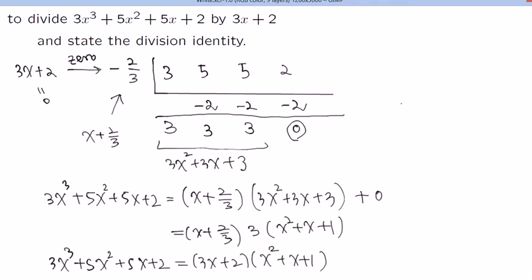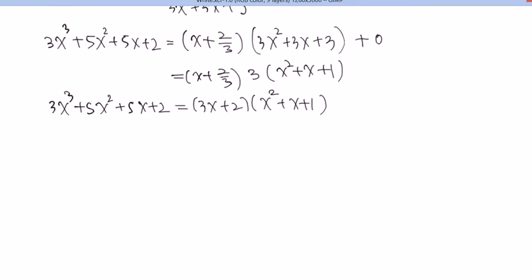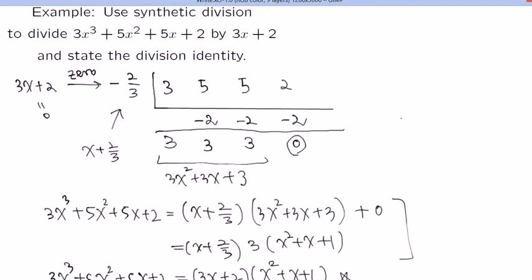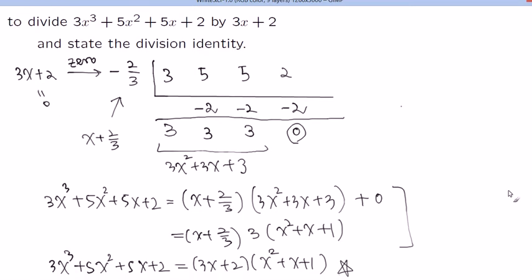If this part is too confusing, then you do long division, and you will get this one really quickly. This is the correct answer. The final answer should be this: that's the divisor, and that's the quotient. So use the synthetic division to state the division identity. If it is non-monic like this, it involves two more steps. But if you practice a couple more times, I can put that 3 right there, and you can go from here straight to the answer easily.